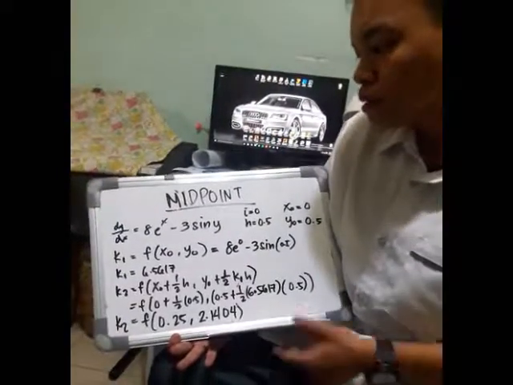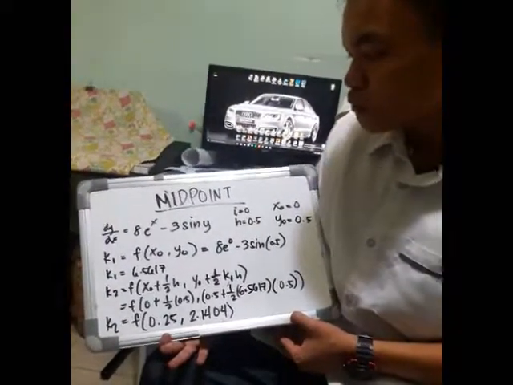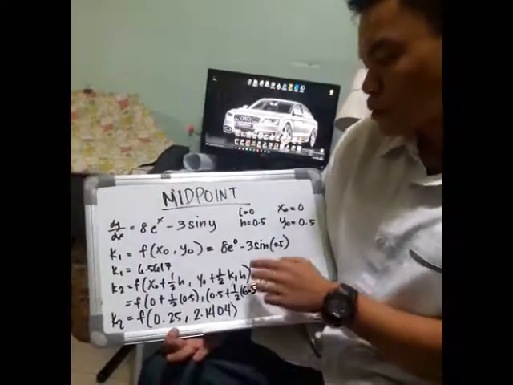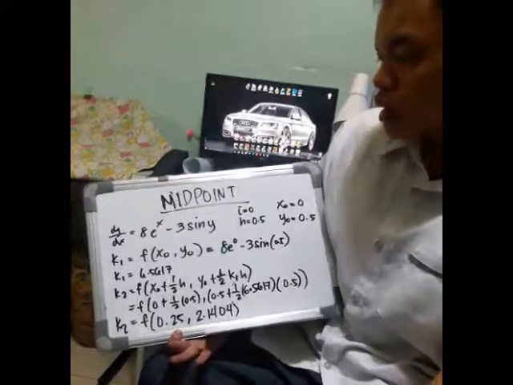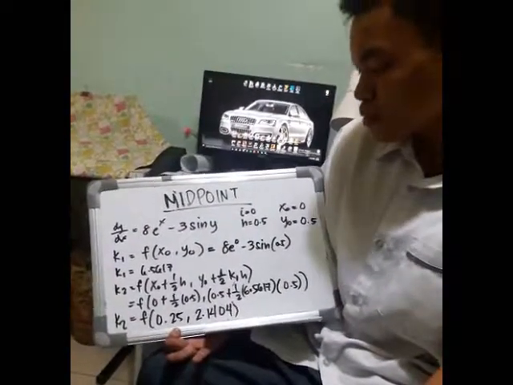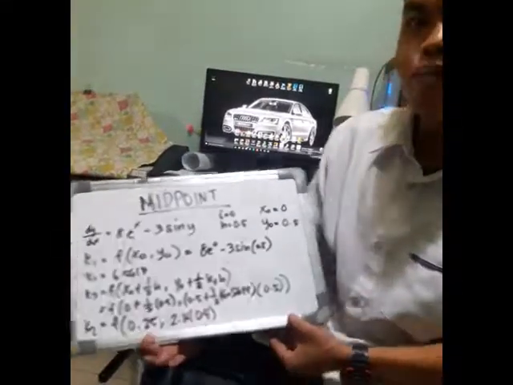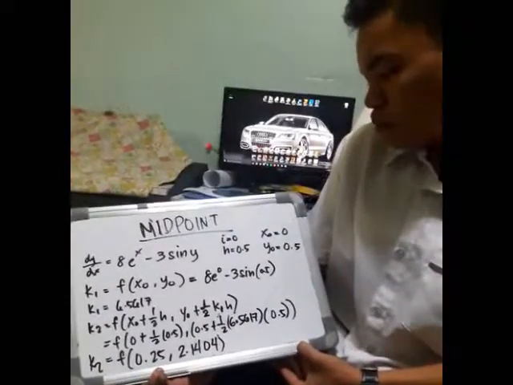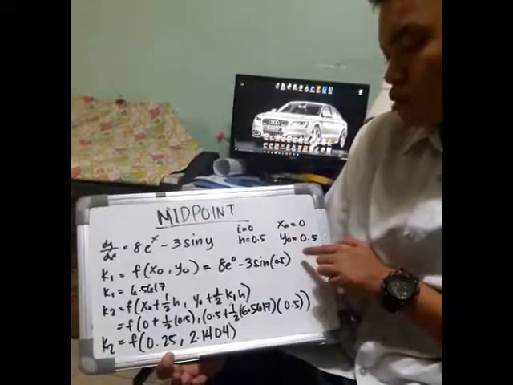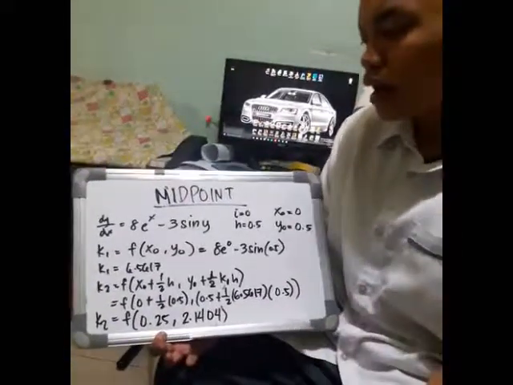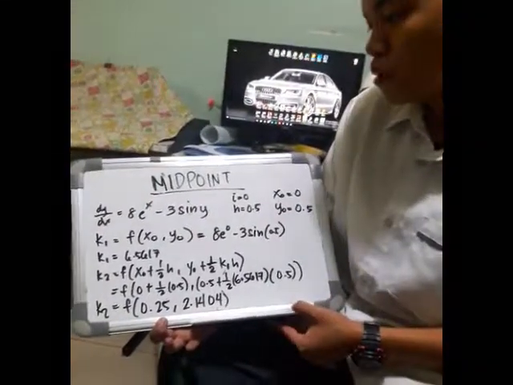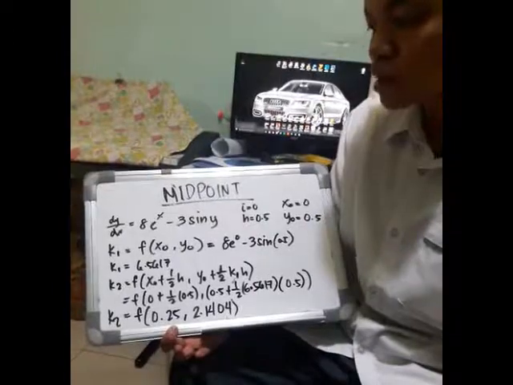In k1, it is equal to the function of x sub 0 and y sub 0. So, it is equal to 8e raised to x, which is 0, minus 3 sine of y. Our y here is 0.5. So, we substitute 0.5 here. Then, the answer for k1 is 6.5617.